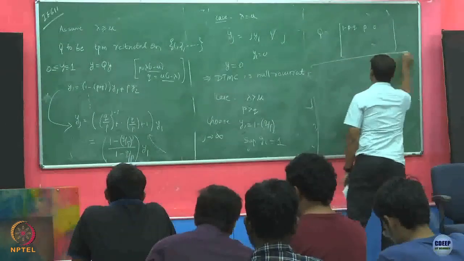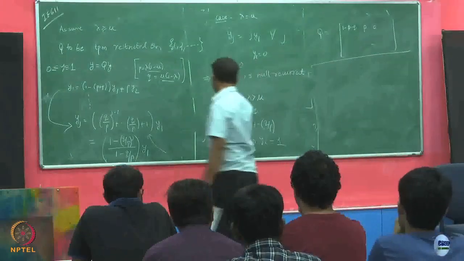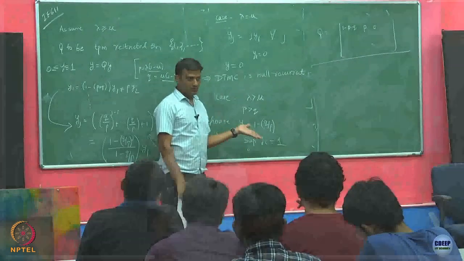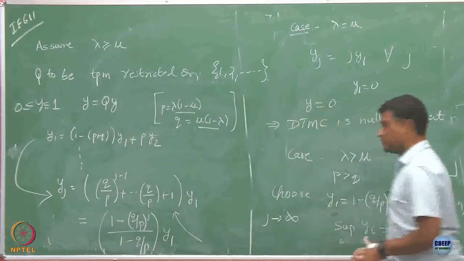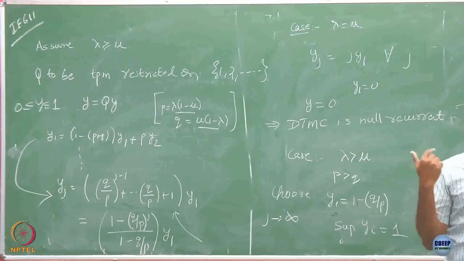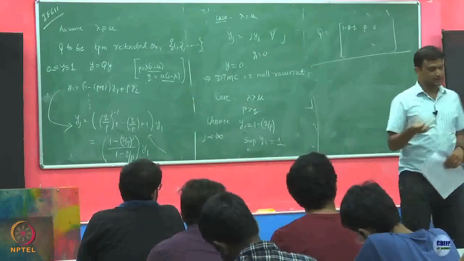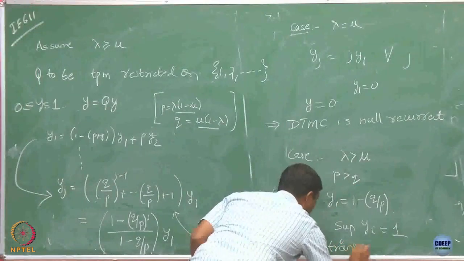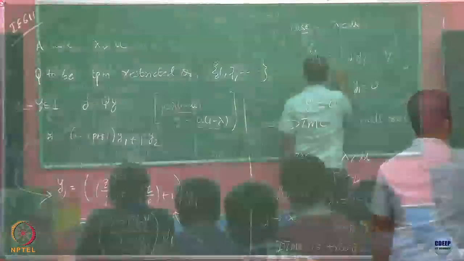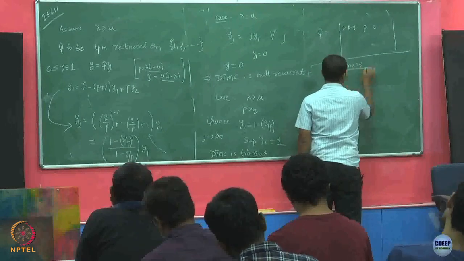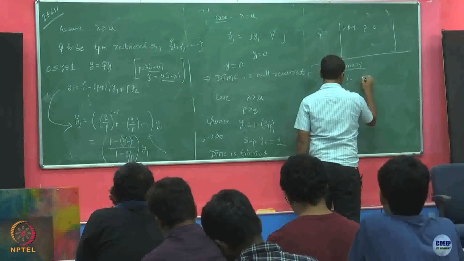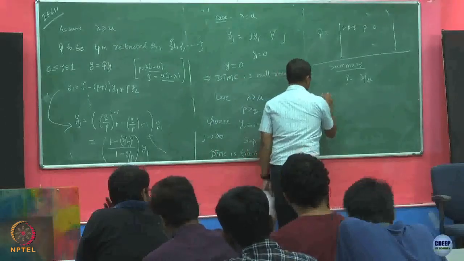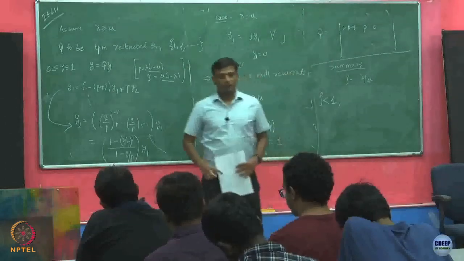In summary, yes, that is what we said, right? In this case, we have this y vector which is not 0, it is something positive. Now we know that if the solution to this is not 0, then the chain is transient. So just to summarize, let's write rho to be lambda by mu. What we showed is, when rho is strictly less than 1, my DTMC is what?